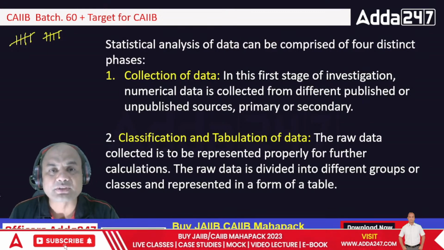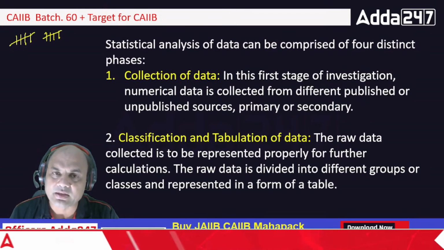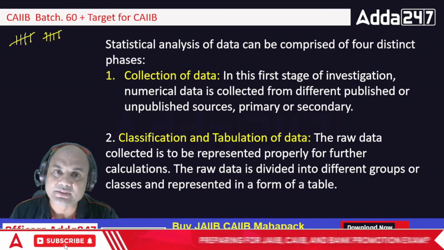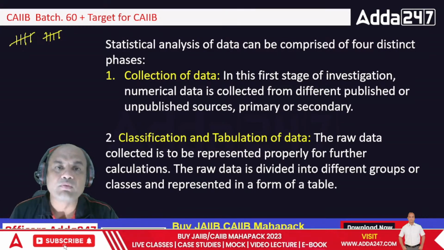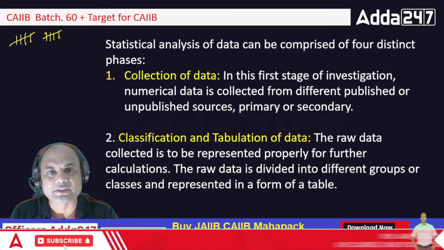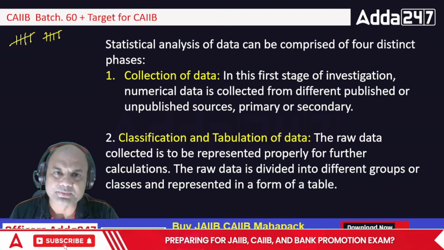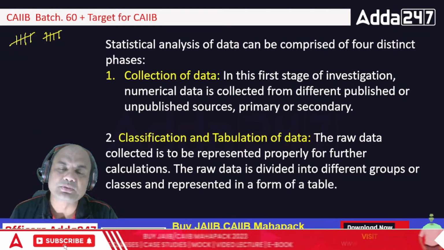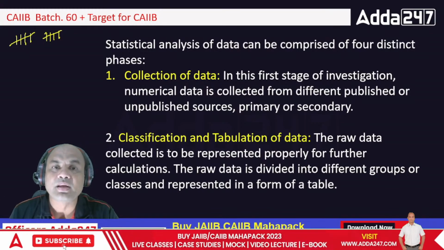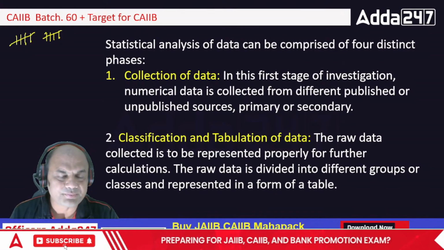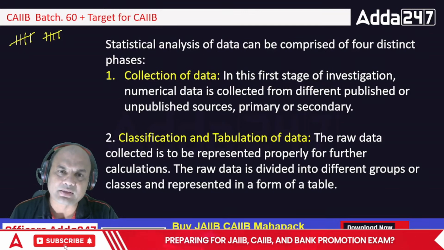So there are always 2 parts from CAIIB's angle. Remember, there are 2 parts. One is the population, second is the sample. We always do the survey for the samples and apply it to the population. There are various terms to it. Those terms will be used by you whenever you solve the numericals. That will be covered in our paid classes definitely.